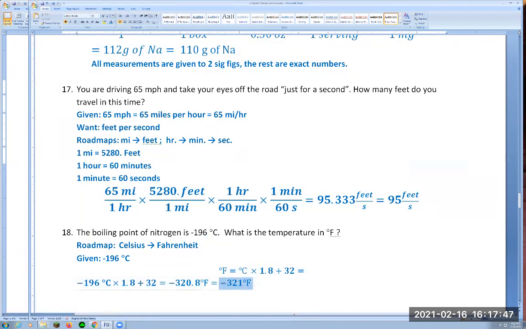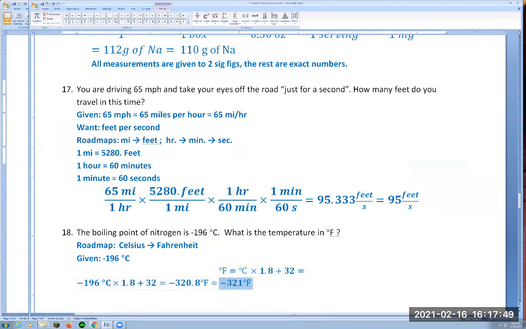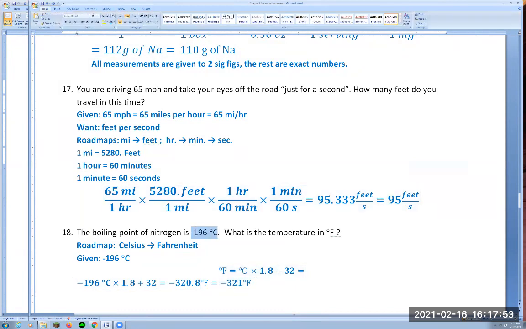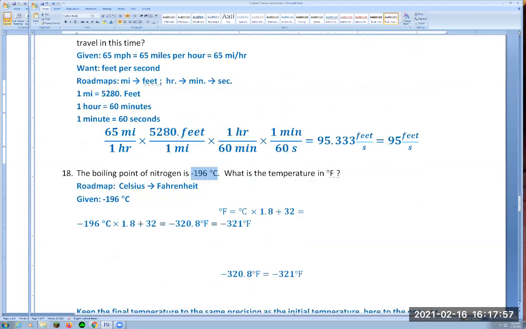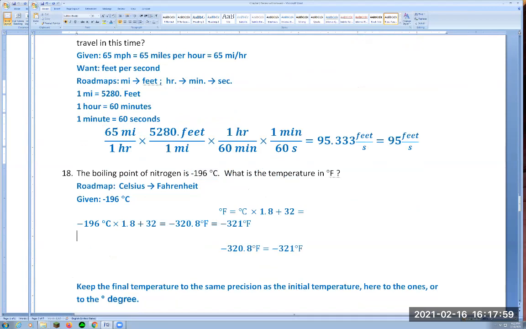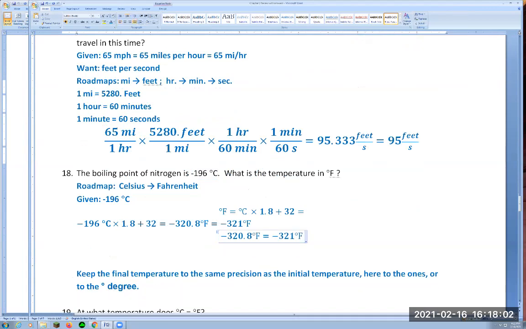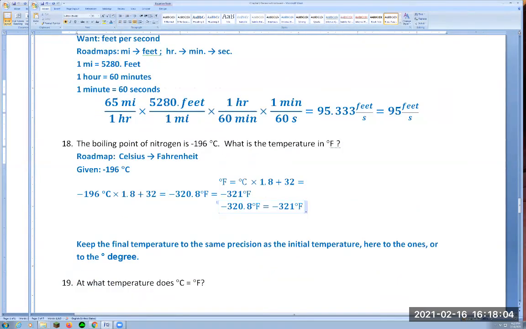You want to round it to the ones or to the degree, because the given temperature was precise to the degree. So that's very important to remember this rule for temperatures. Keep the final temperature to the same precision as the initial temperature. Here, to the ones or to the degree.